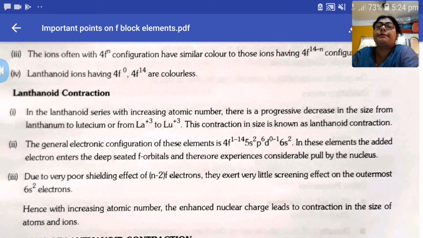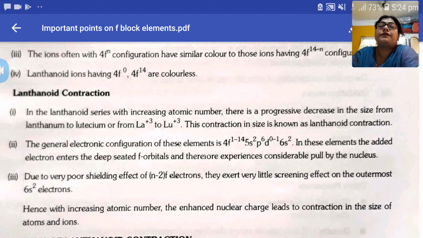This is a very important part. Contraction means what? There will be a decrease in size, progressive decrease in size with the increasing atomic number in the lanthanide series. So let us see. In the lanthanide series, with increasing atomic number, there is a progressive decrease in the size from lanthanum to lutetium, or from La3+ to Lu3+. This contraction in size is known as lanthanide contraction.